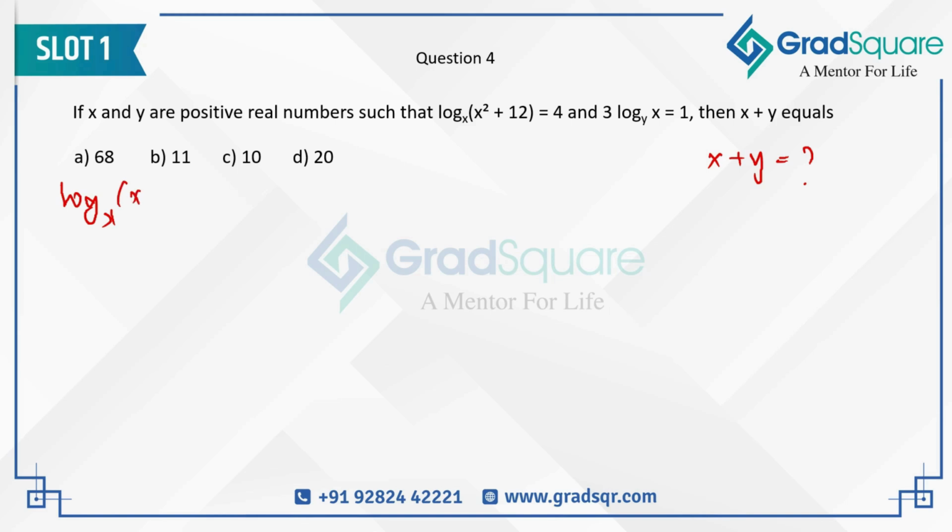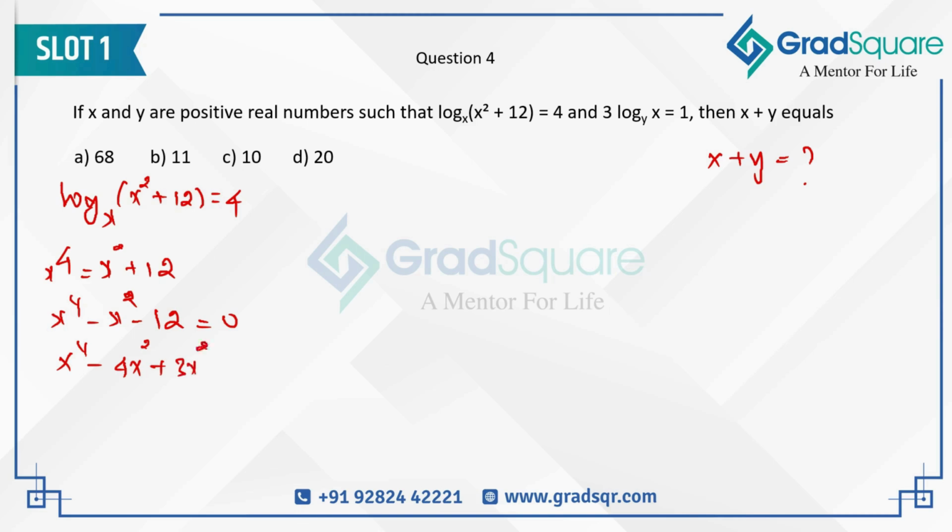So this can be written as x to the power 4 is equal to x square plus 12, which is equal to x power 4 minus x square minus 12 should be equal to 0. Factorizing the given equation, this can be written as x power 4 minus 4x square plus 3x square minus 12 should be equal to 0.